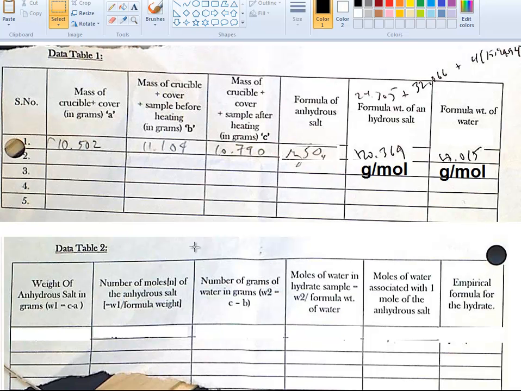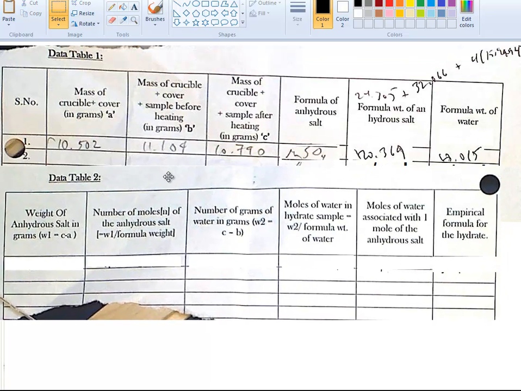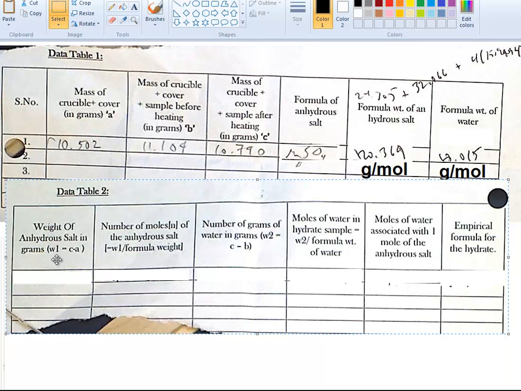The instructions for data table 2 are on the worksheet, and I'll just go through an example with you. Let's see. Weight of anhydrous salt in grams. So now weight 1 equals C minus A. By C, she means this C right here. By A, she means this A right here. So the weight that goes in here is this number minus this number for the first row.